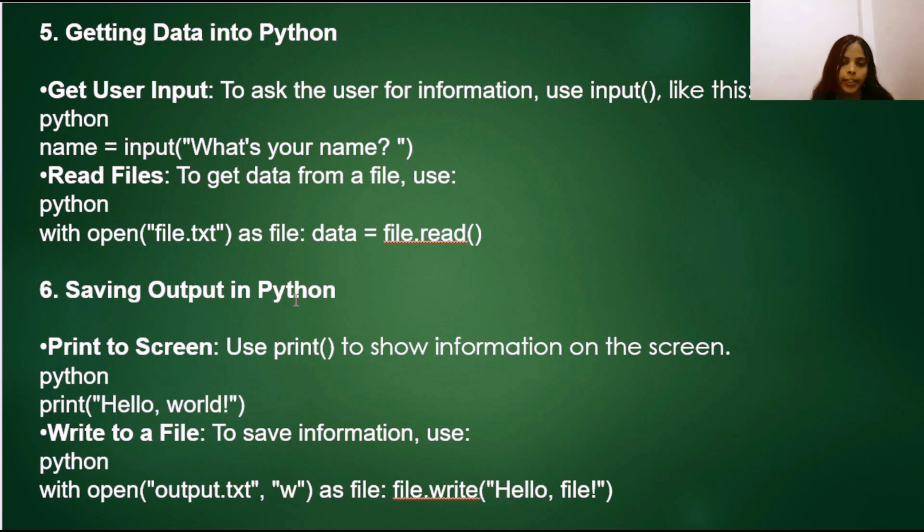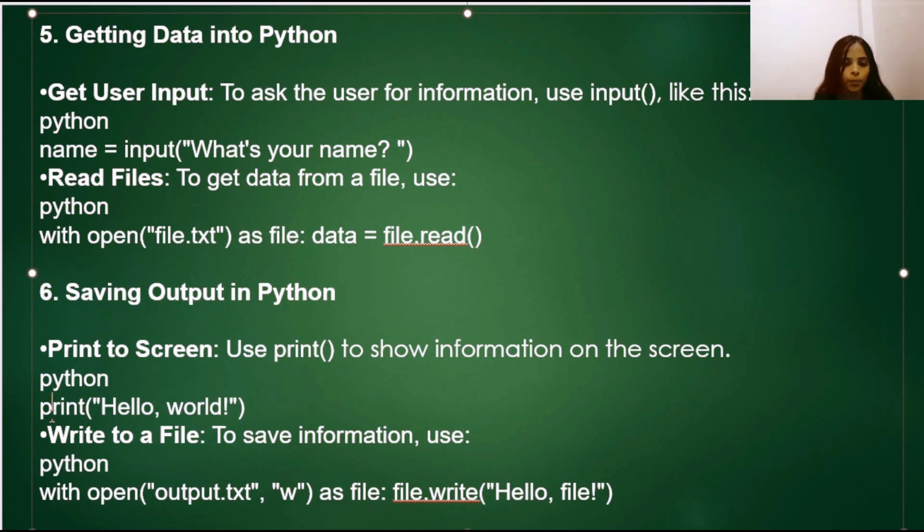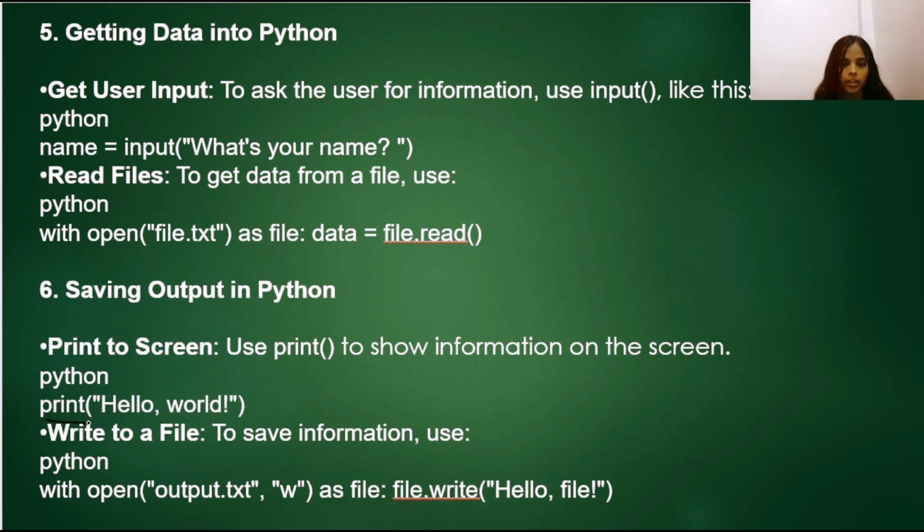Now, how to save output in Python? We can show output by printing to the screen. We can use the print method to show our data on the screen. For example, here we use print, inside which we have written hello world, which will be displayed on our screen. So the print method is displaying our data onto the screen.